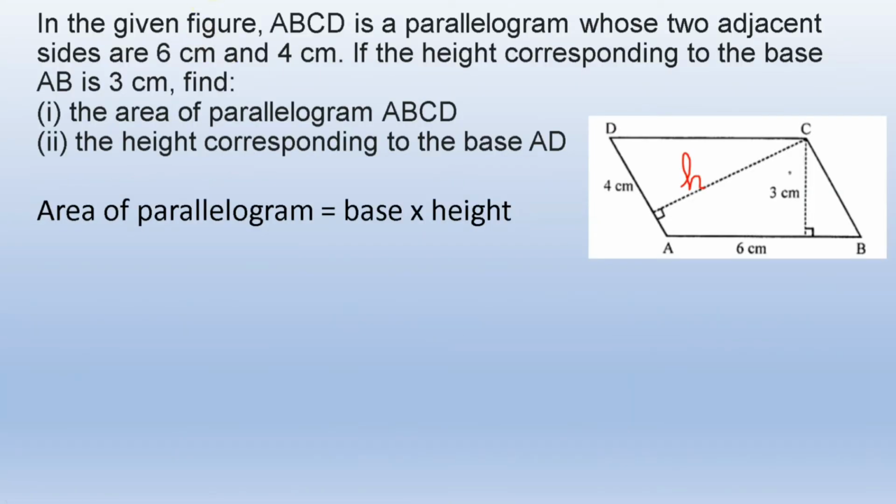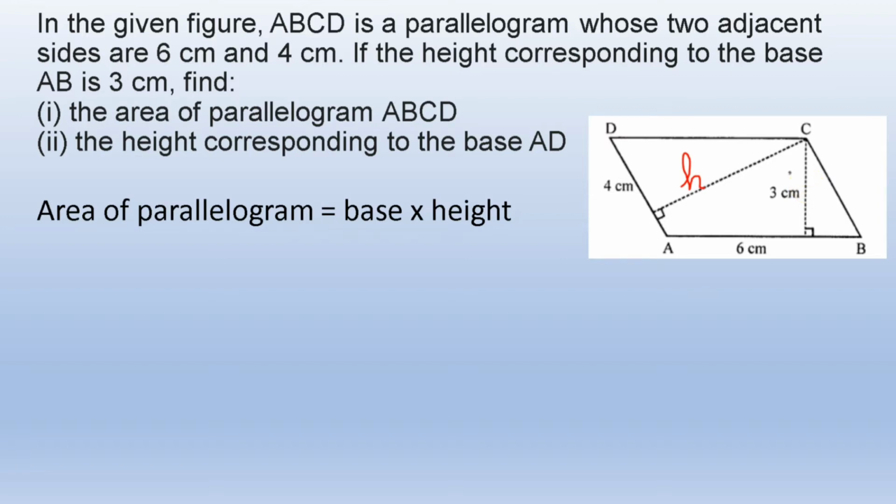Now we have this question here. In the given figure, ABCD is a parallelogram whose two adjacent sides are 6 and 4. If the height corresponding to the base 6 is 3 centimeter, you need to find, first, the area, and second, you need to find the base AD.